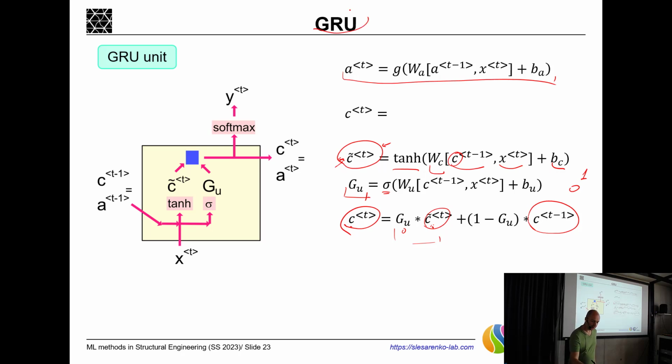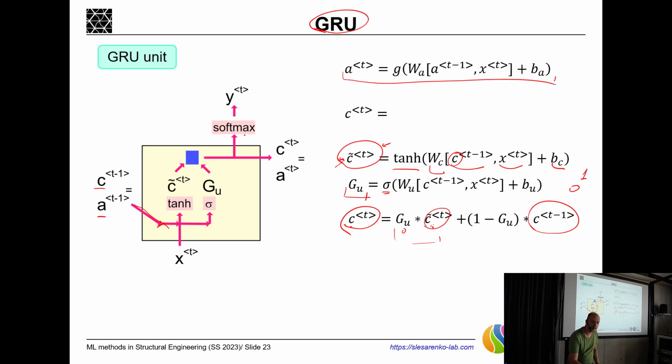This is called the GRU unit. Oh, I forgot how to call it. It's called gated recurrent unit. Your C's and A's are the same, but right now we will separate them because in the next unit you will see the difference. So what happens? You feed it into our unit.